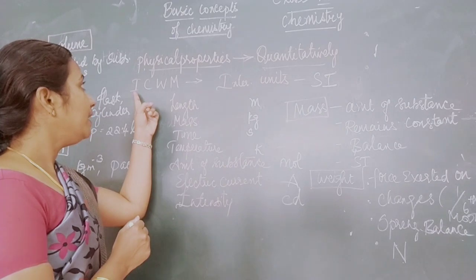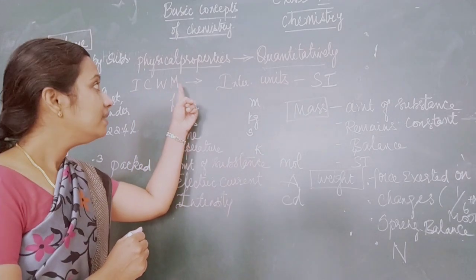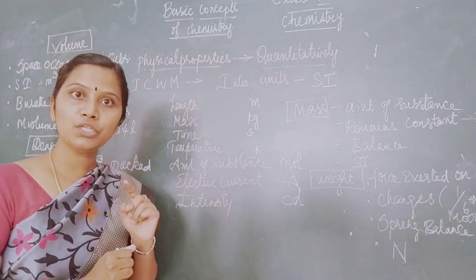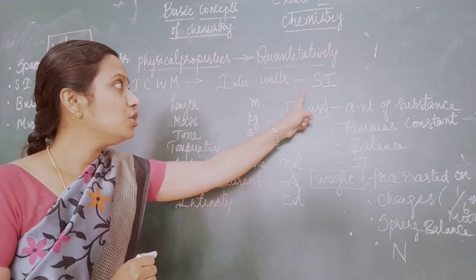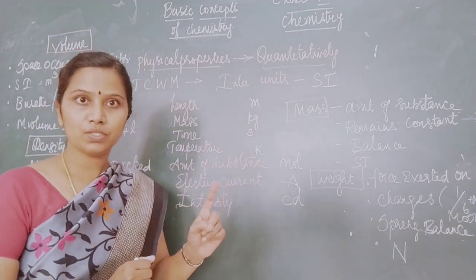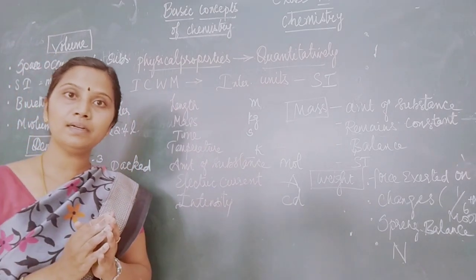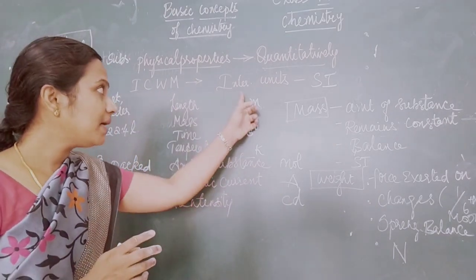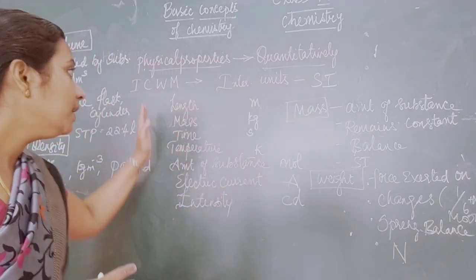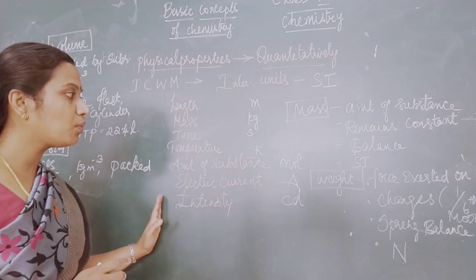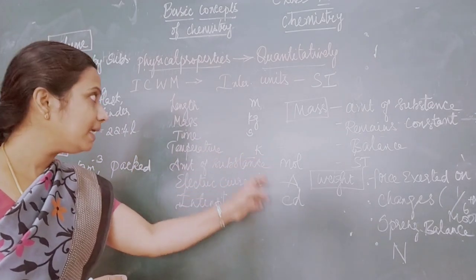We have an International Committee for Weights and Measures. They have recommended the usage of the International System of Units. In short, it is called SI units. So, the International Committee of Weights and Measures has recommended the International System of Units. What is that in short called? SI units. Now, we will be seeing some of the physical properties and the symbol used to indicate each physical property.